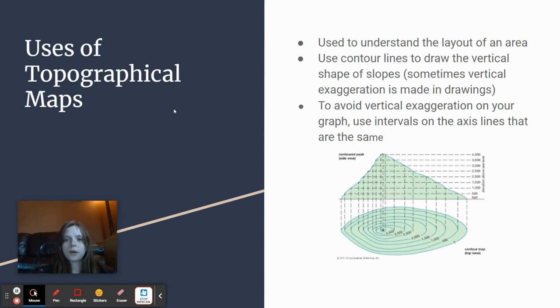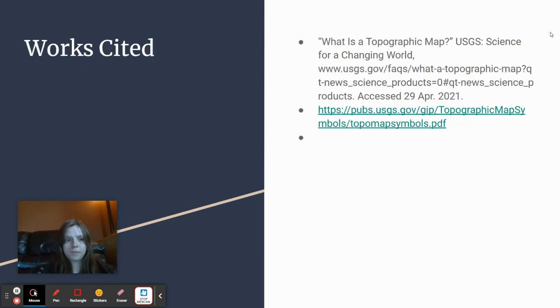And we use topographical maps to understand the layout of an area, and the contour lines are used to draw vertical shapes of slopes, and sometimes vertical exaggeration is made in these drawings. To avoid vertical exaggeration on your graph, use intervals on the axis lines that are the same.